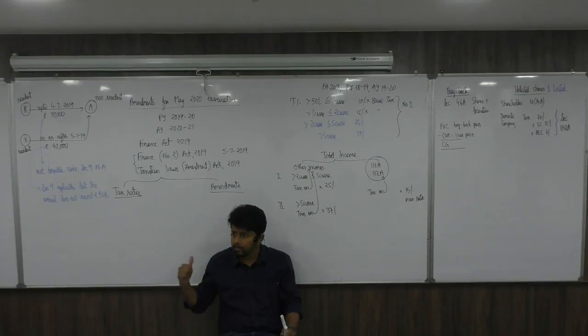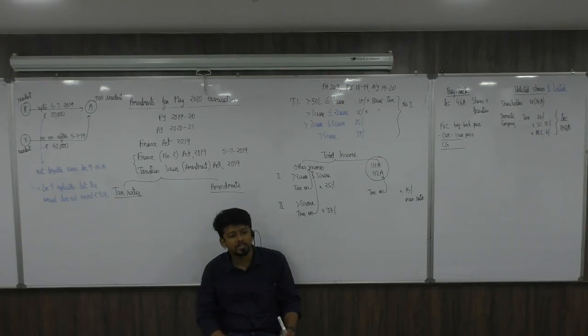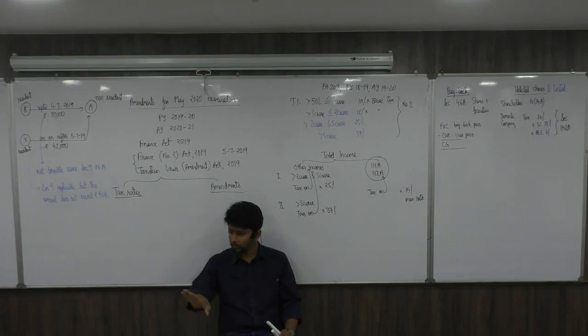But practically the problem that arose was listed companies which had already announced the buyback before 5th July. They would have announced the buyback keeping in mind the Income Tax Act that existed on that day. And the act that existed on that day covered only unlisted shares. Matlab, if I'm a domestic company, a listed company, and I want to actually do buyback, my thought process would be, can I do buyback? I will not have to pay any tax. My shareholder will pay tax under the chapter of capital gains.